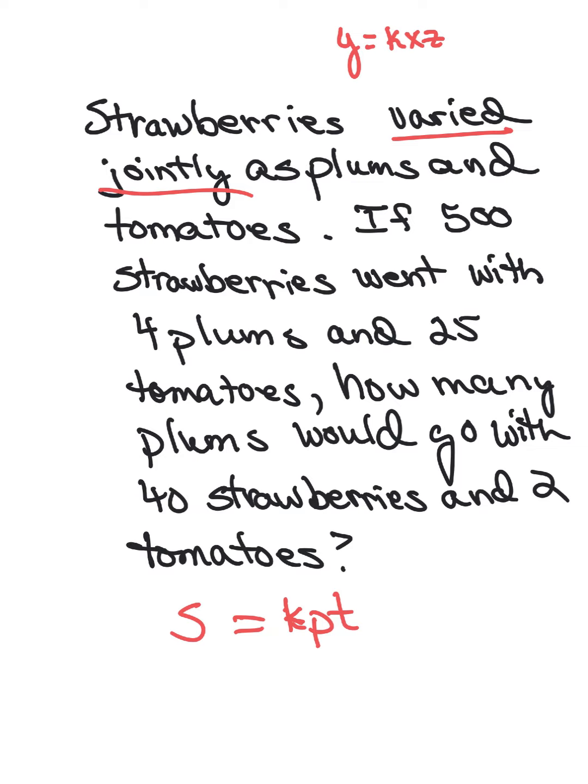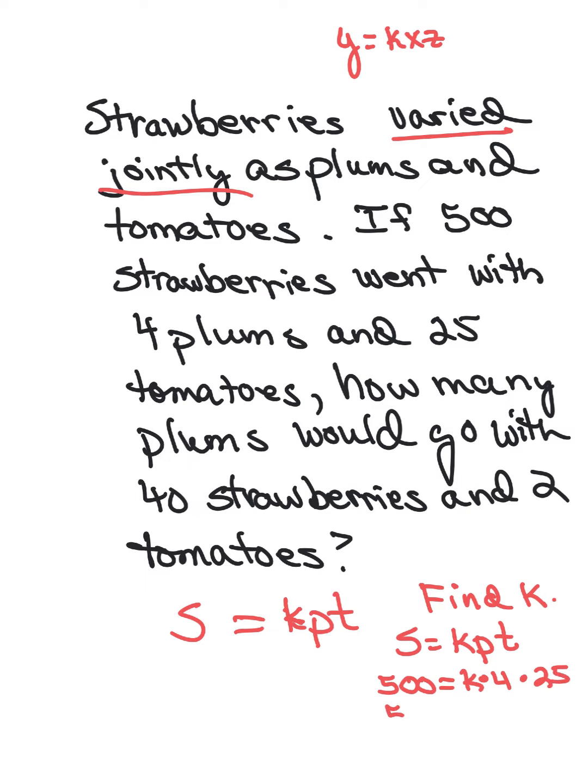Once you have your equation written, the first thing you're going to do is find your K value. So you're going to copy your equation, S is equal to KPT. And the next sentence gives you the values for those variables S, P, and T. It says if we have 500 strawberries, so strawberries is 500, is equal to K times the number of plums, which is 4, times the number of tomatoes, which is 25.